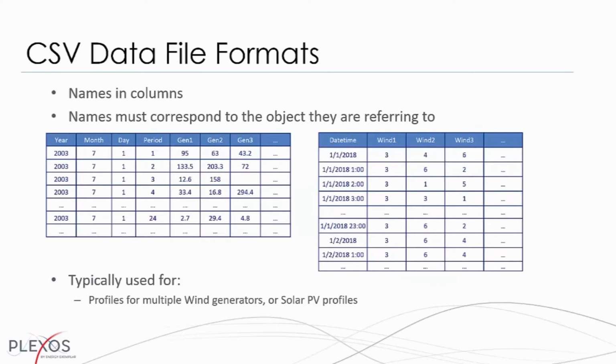CSV data file formats. We're required to fill in the names in columns, and these names must correspond to the object they are referring to. Typical use is for profiles of multiple wind generators or solar profiles.